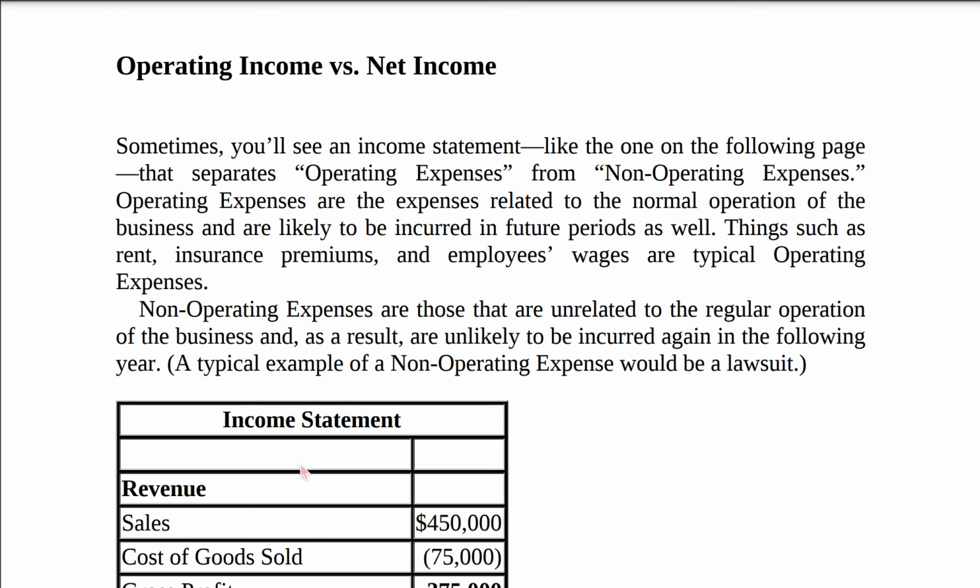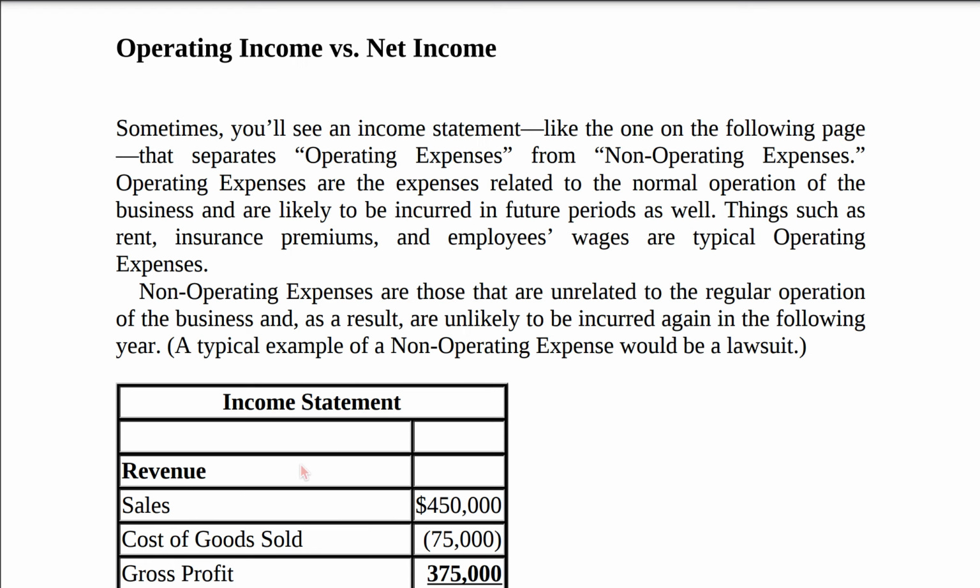Now coming to operating income versus net income, what is the difference? Sometimes you will see an income statement like the one on the following page that separates operating expenses from non-operating expenses. Operating expenses are the expenses related to the normal operations of the business and are likely to be incurred in future periods as well. Things such as rent, insurance premium, and employees' wages are typical operating expenses. Non-operating expenses are those that are unrelated to the regular operations of the business and as a result are unlikely to be incurred again in the following year. A typical example of a non-operating expense would be a lawsuit.